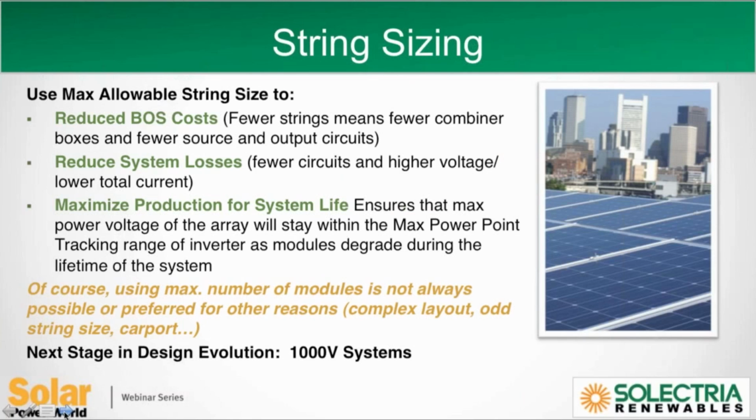And as Scott had mentioned, with the benefits of 1,000-volt systems, there's benefit to designing a system to the maximum number of modules per string. The benefit that that gives you is reduced BOS costs, because you basically have fewer strings for the same power. So fewer strings means fewer combiner boxes, fewer source circuits and home run circuits. It also gives you the benefit of reduced losses. You've got fewer conductors dissipating heat and wasting energy. It also adds the value of ensuring that the voltage of your system stays within the MPPT tracking range of the system for its life.